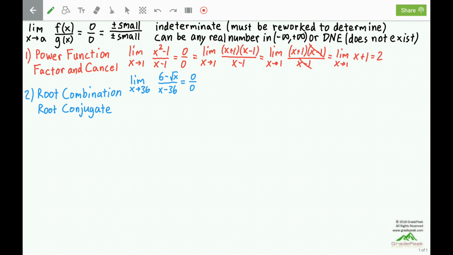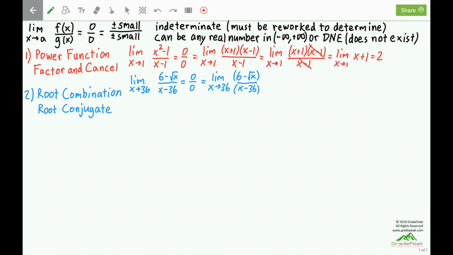Now, since I have a root combination, it's in the numerator for this one. It is a 6 minus a root x, a root involving x combined by addition or subtraction to at least one other term. I can try the root conjugate method. I'm going to rewrite that limit as is, and I'm going to prepare it to multiply the numerator and denominator by the root conjugate.